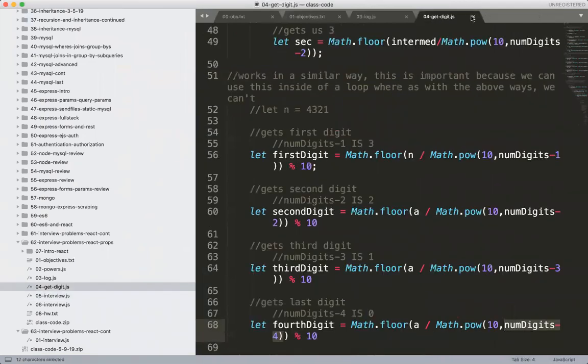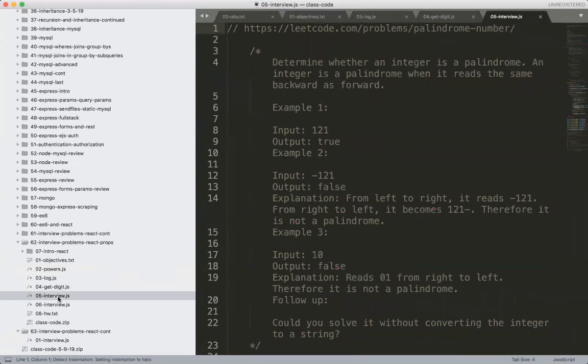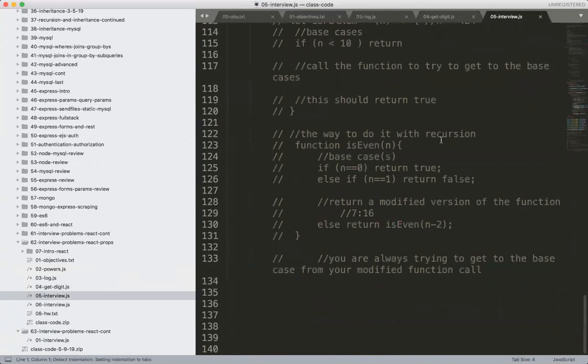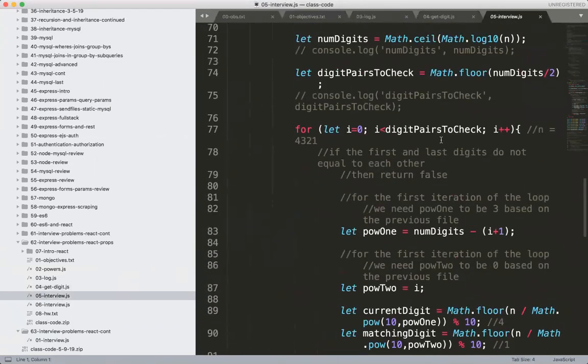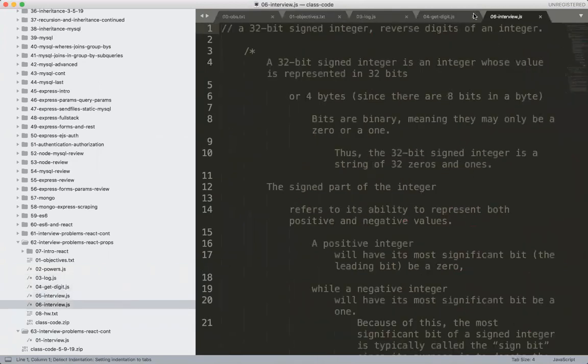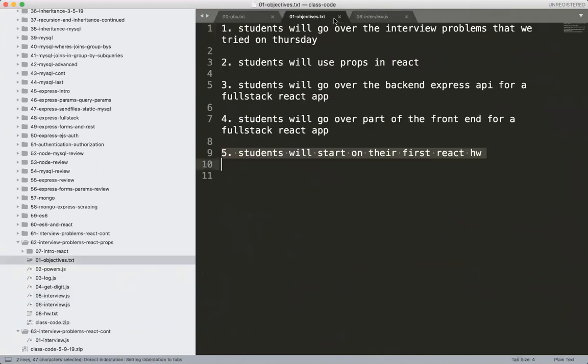Yeah, in the next file, Nick, I go over the signed and unsigned numbers. Which file is that? I thought it was the next number, next file. 06. Okay, 06, yeah. This is what's highlighted. Yes.